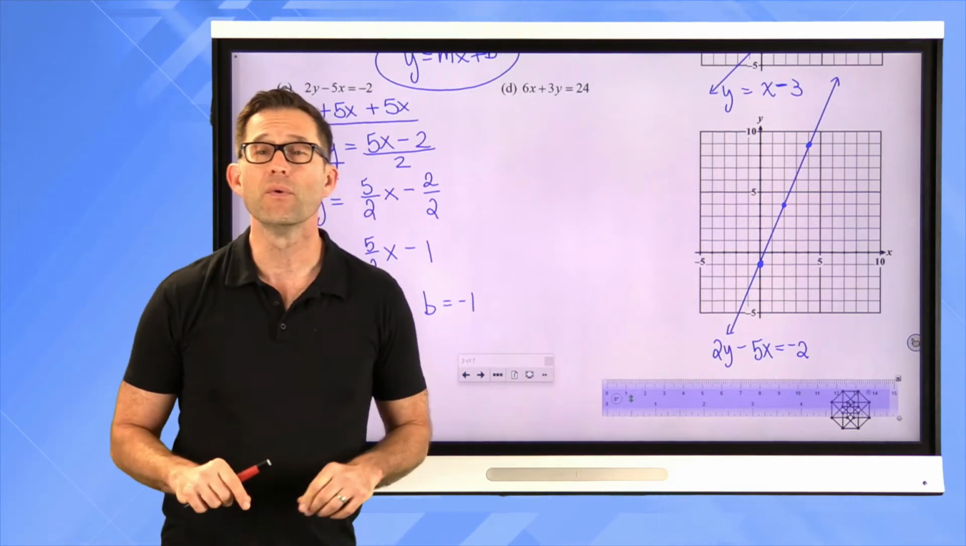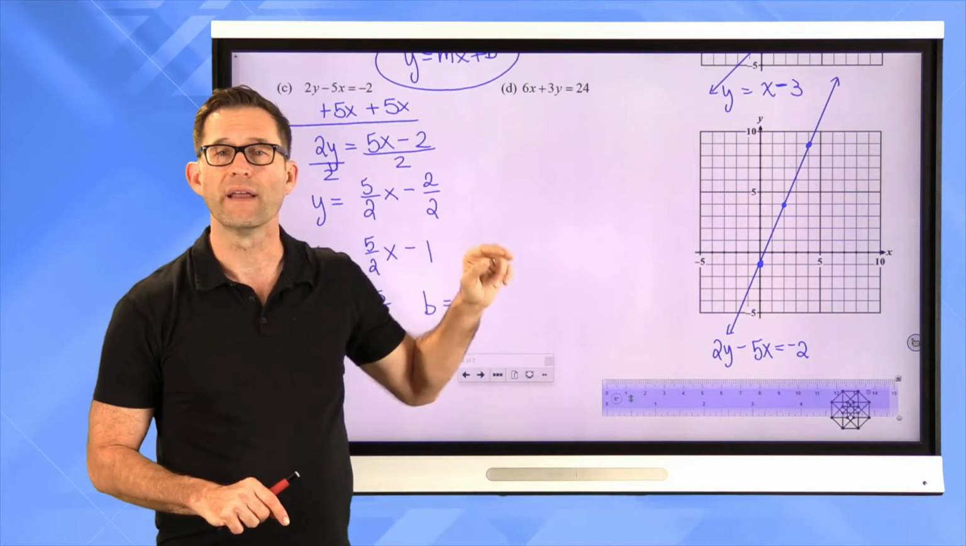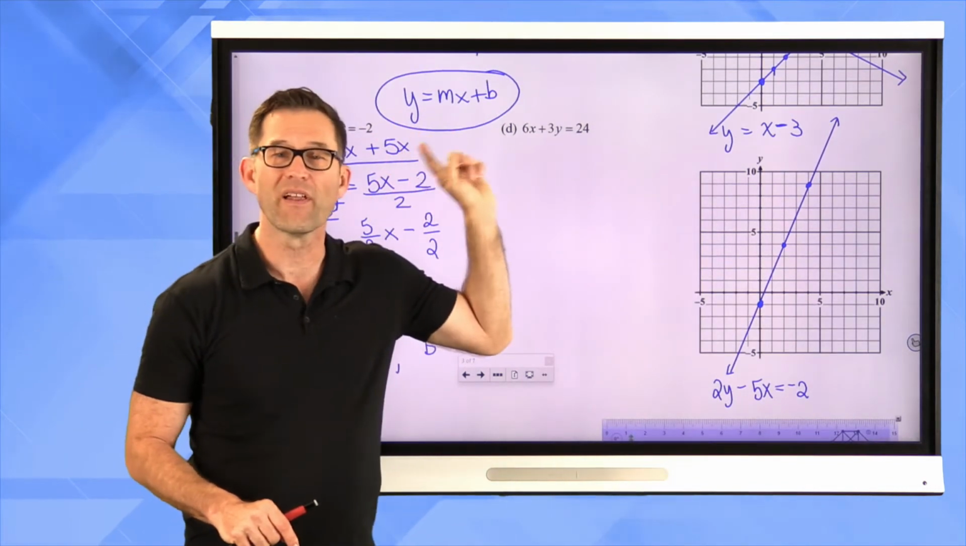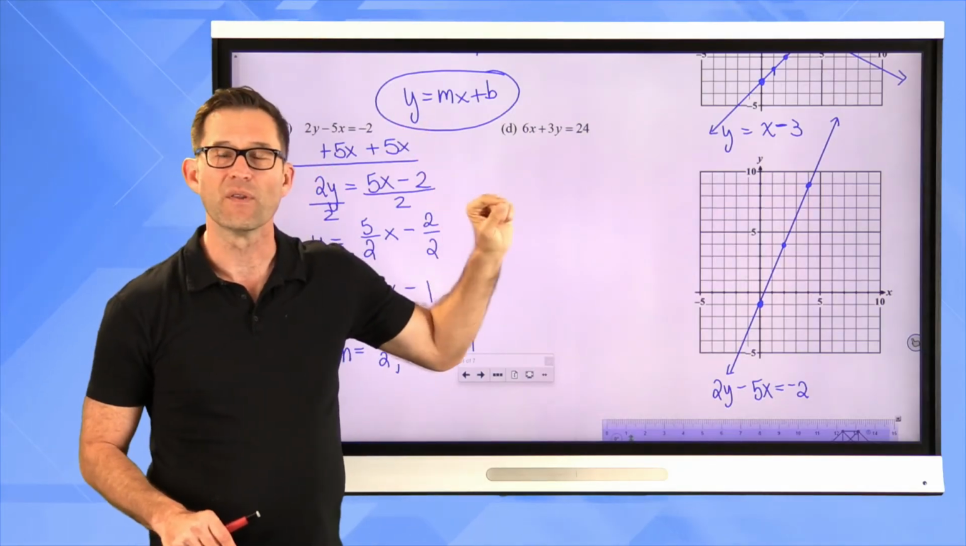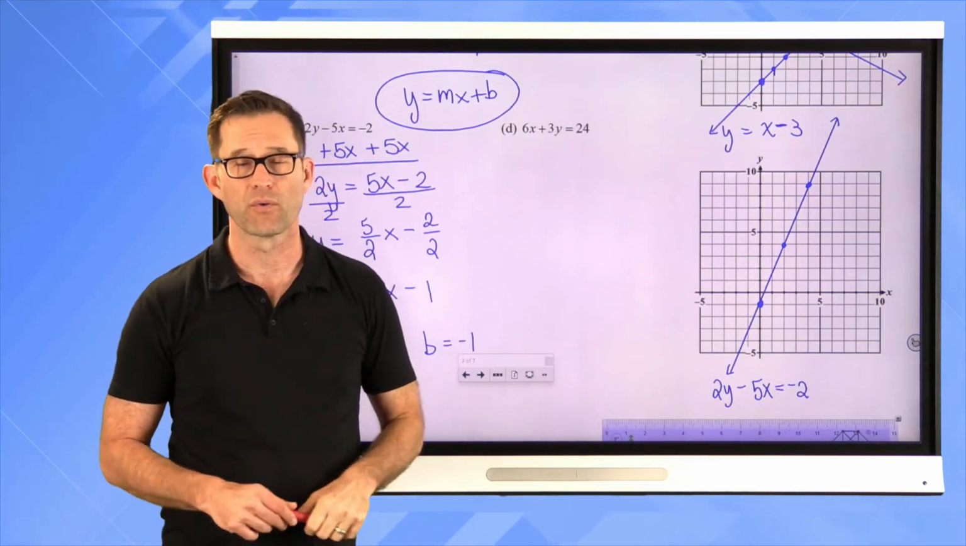All right, what I'd like you to do now is pause the video, see if you can do the same thing on this particular line, get it in its slope-intercept form. In other words, I want it to kind of look like this, okay? See if you can then identify the slope, the y-intercept, and you can plot it on the same grid.